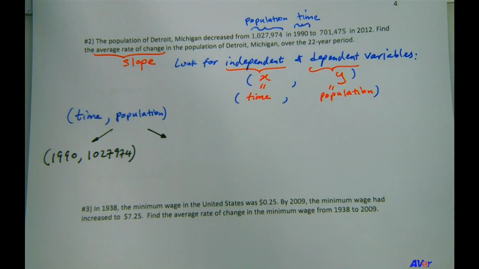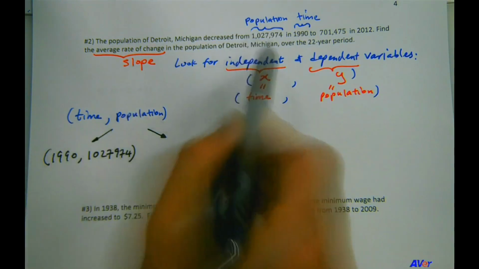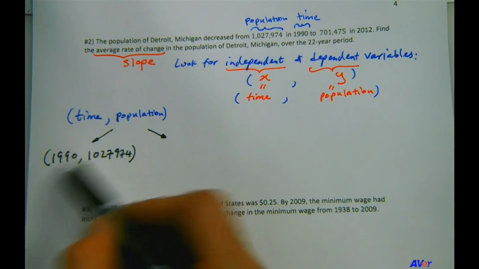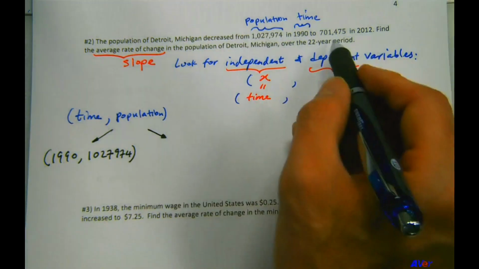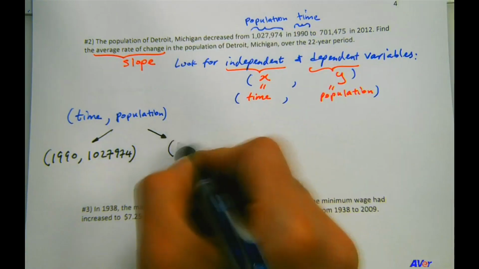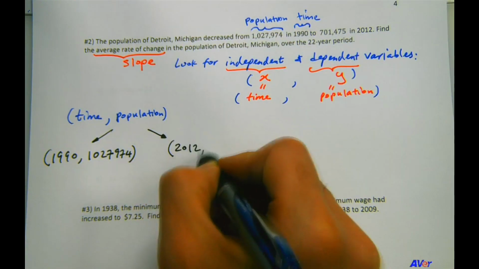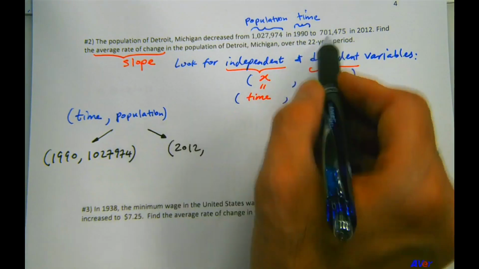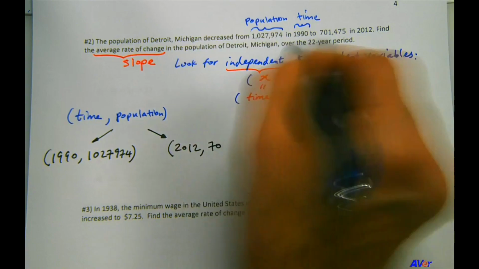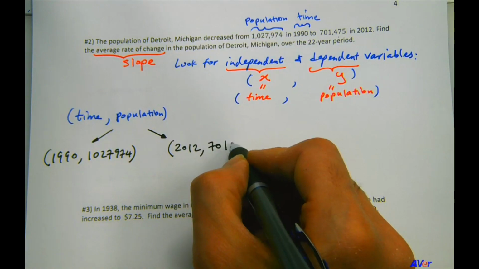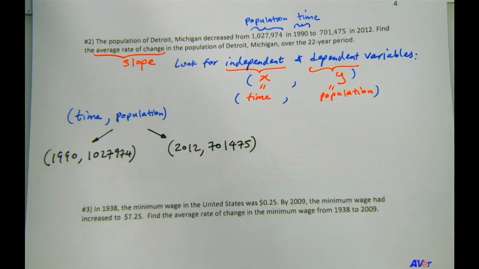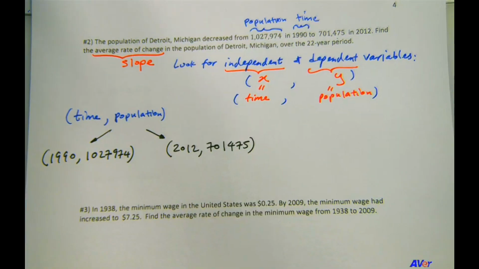We establish the independent and dependent variables, and then based on that, we categorize the quantities we have. So that quantity is categorized as time. This is categorized as population. So the other point: in 2012, so that's the time for that point, the second point, the population decreased to that much. It was that much in 2012: 701,475. So we now have both the points we need in order to calculate this slope.